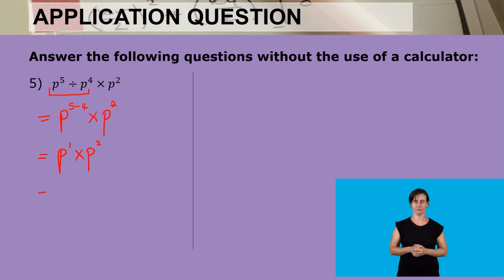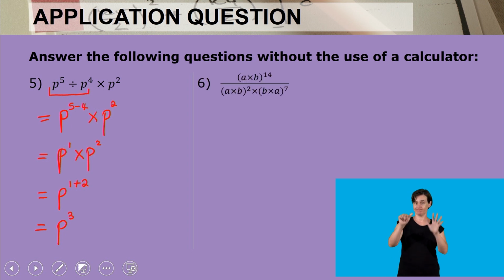Now what happens when we are multiplying powers that have the same base? Yes, we are going to add those exponents. So our final answer is going to be P cubed, because 1 plus 2 is equals to a 3. So our answer there is going to be P cubed.